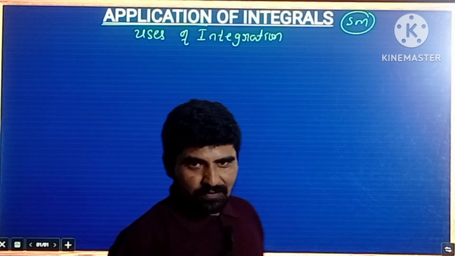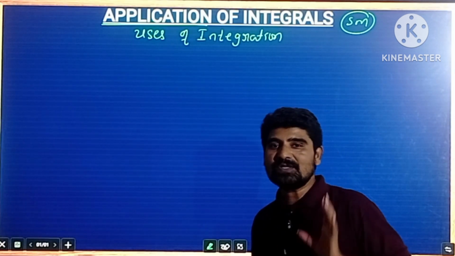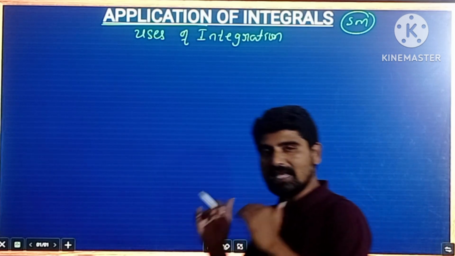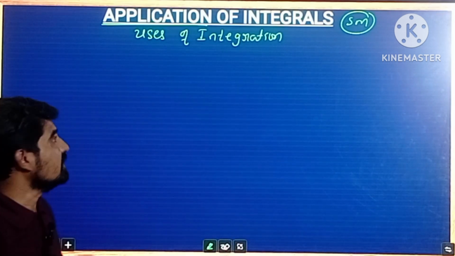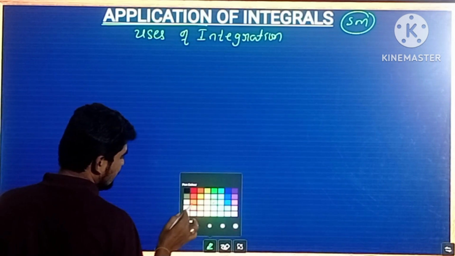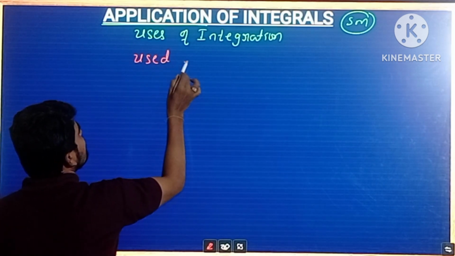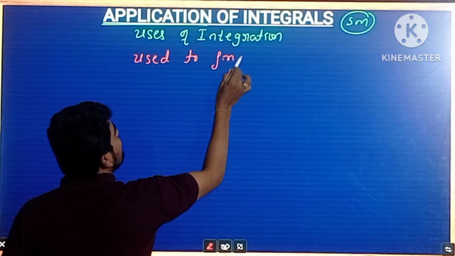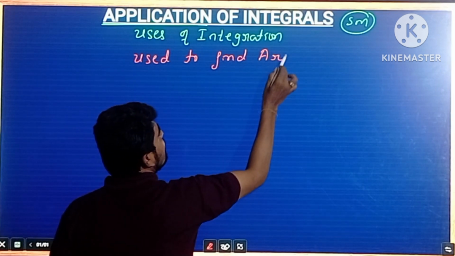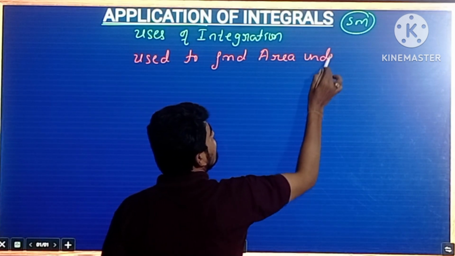Integration can be used in many cases, but the main use of integration is to find the area under the curve. Integration is used to find area under the curve.